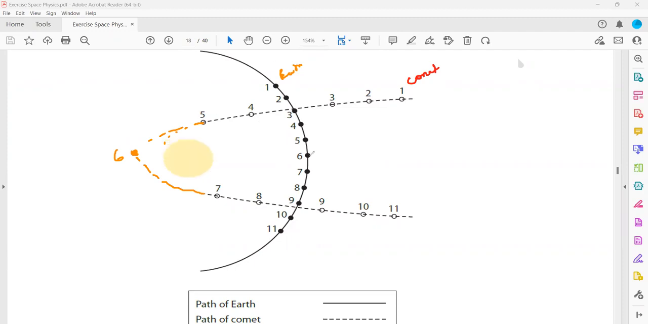So the question is, why in week 6 are we not able to observe the comet? This is our sun, this is the Earth, and here is the comet. So the comet is on the opposite side of the sun. That's why we are not able to observe it. If the comet were in week 5, we would be able to observe it. But in week 6, it's exactly on the opposite side of the Earth. Earth is on the right, the comet is on the left, and in between them there's the sun. That's why we are not able to observe this comet.